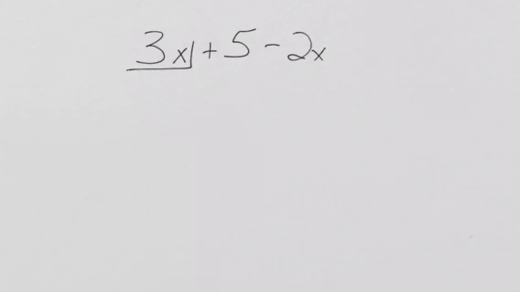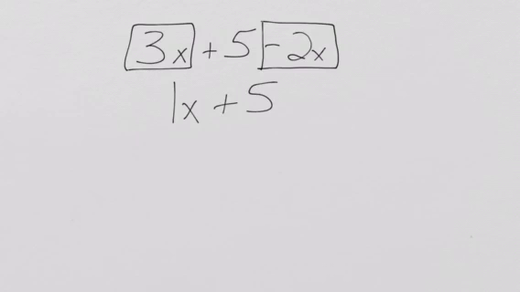Well, this one has a positive 3x, but notice what I did. I drew that box around the entire term, which includes the negative. So 3x minus 2x is just 1x. So we can really write this as x plus 5.